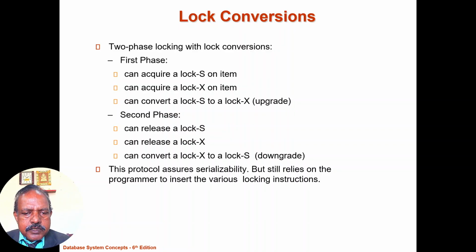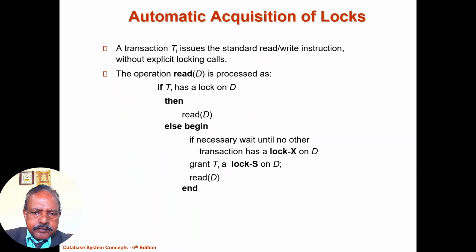Then in the second phase, suppose I release lock S and I can release lock X also. So initially I had a shared lock, I released that one and also released the exclusive lock which I had for both read and write. It can also convert X to S. That means I had read and write permission, I want only read, write is not needed. So from X I can go to S. This is called the downgrade. This protocol assures serializability but still relies on the programmer to insert the various locking instructions, right?